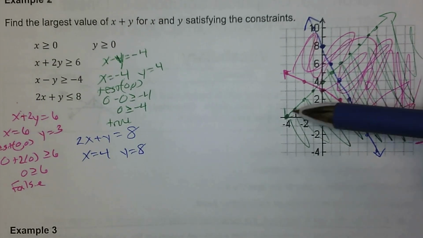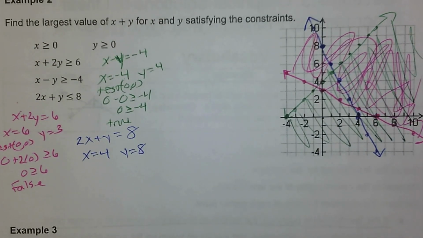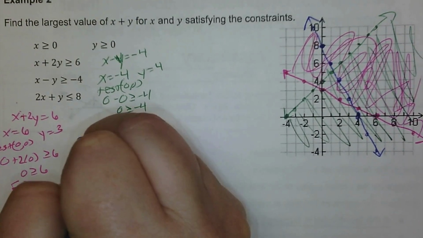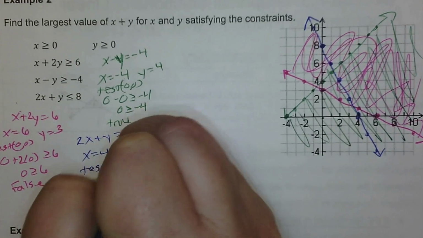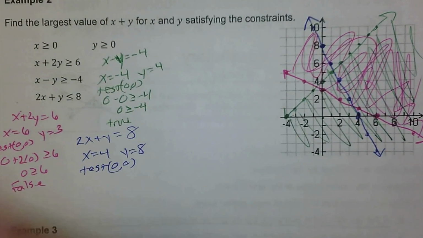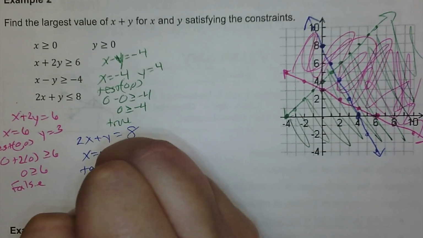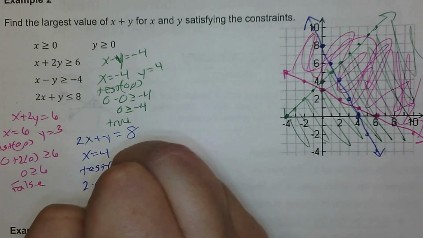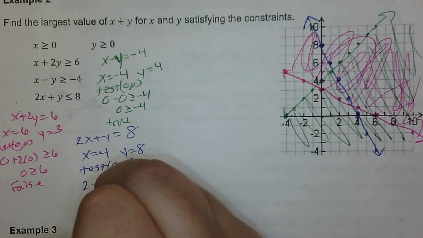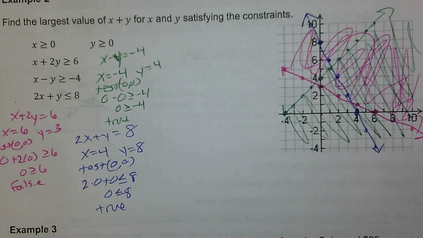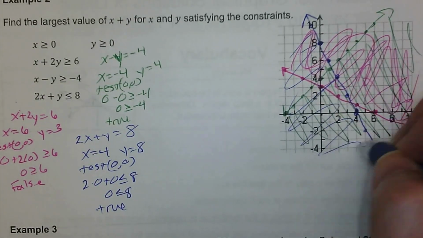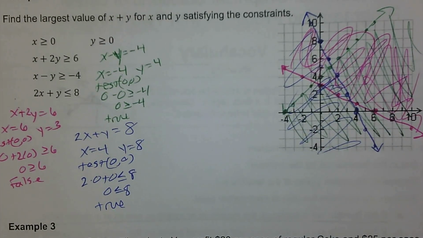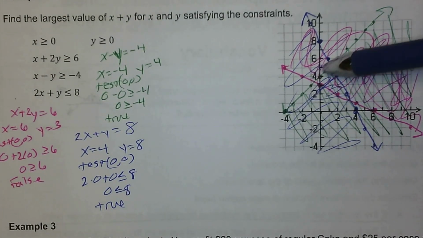I think this blue graph will determine whether we are bounded or unbounded. So let's test 0, 0. 2 times 0 plus 0 is less than or equal to 8. 0 is less than or equal to 8. That is true. So we're on the left side of the blue. Now, where the blue, pink, and green overlap, we've got this triangle going on here.